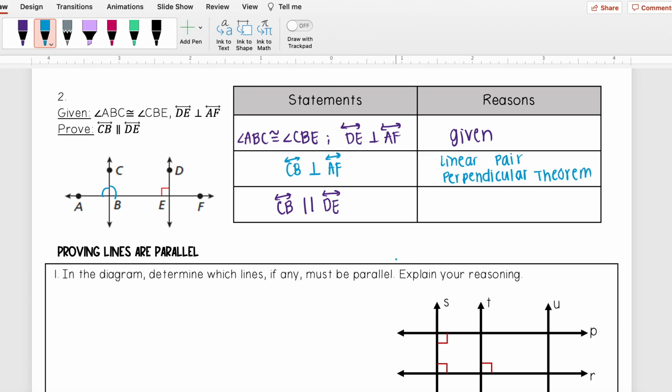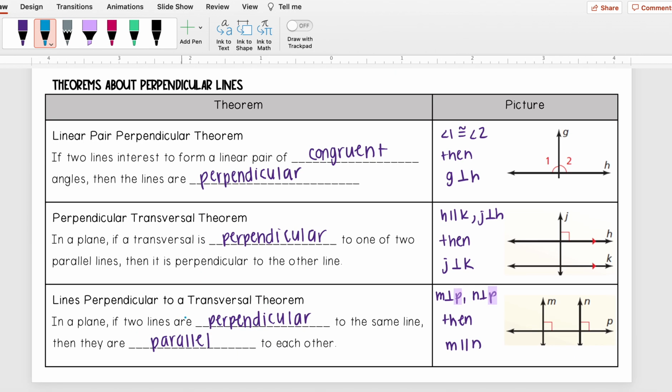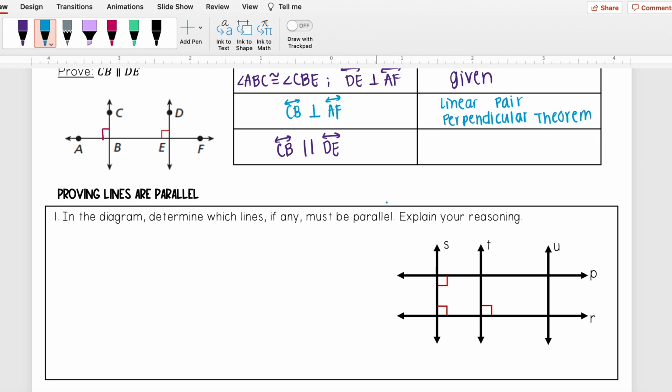Now I conclude that therefore CB is parallel to DE. Why can I say that? I found out that CB is perpendicular to AF, and DE is also perpendicular to AF. Since we have two lines perpendicular to the same line, they're parallel. What theorem tells us that? That's the lines perpendicular to a transversal theorem. It says if two lines are perpendicular to the same line, then they're parallel to each other. So my last reason is the lines perpendicular to a transversal theorem.